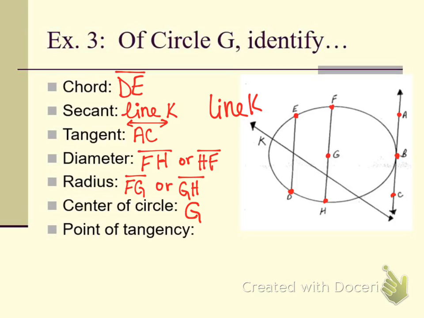Finally, we've got the point of tangency. Point B. Notice that with points, we just use the letter. There's no other symbol that goes with it. If you just put a letter, you're talking about a point.